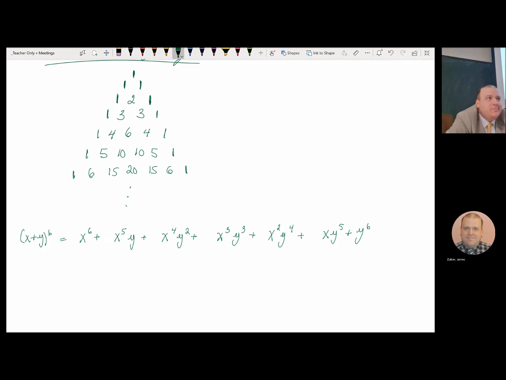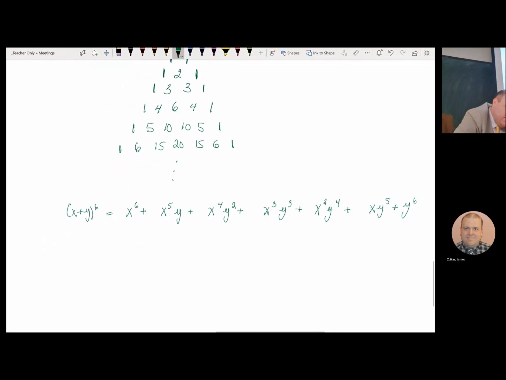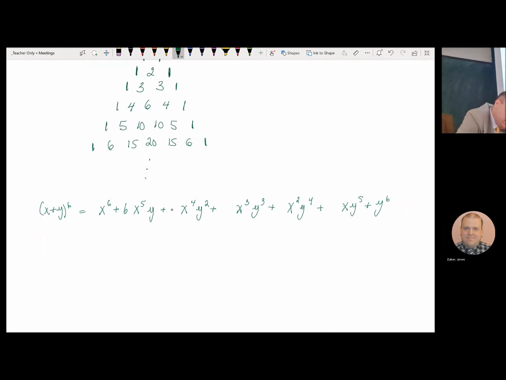Now for the coefficients. Go down to the 6th row of Pascal's triangle. It's 1, 6, 15, 20, 15, 6, 1. Those are your coefficients. There's x plus y to the 6th power.